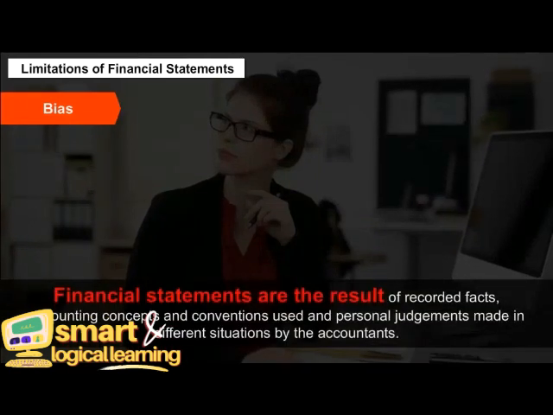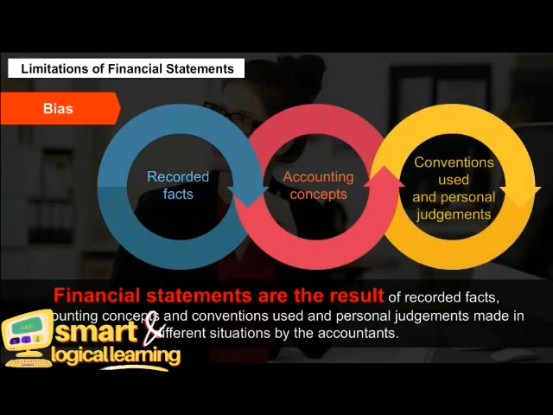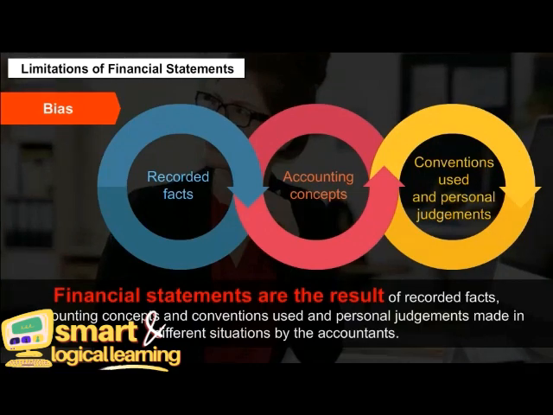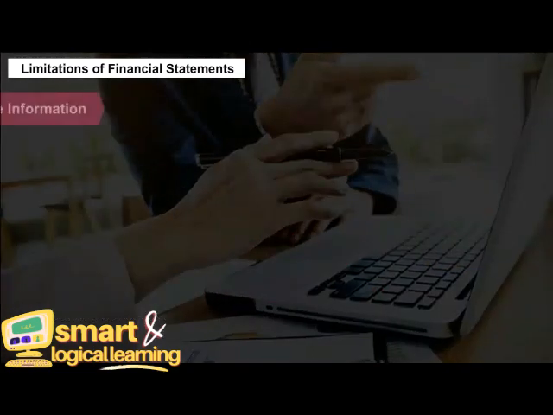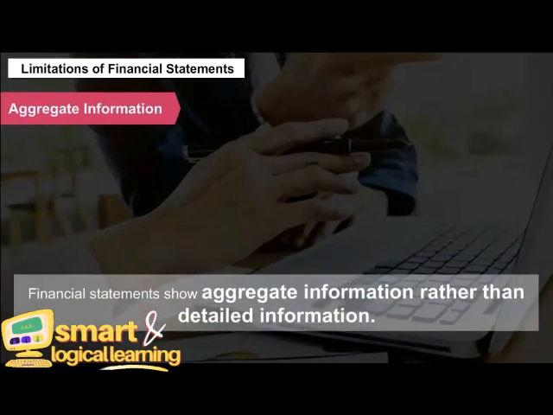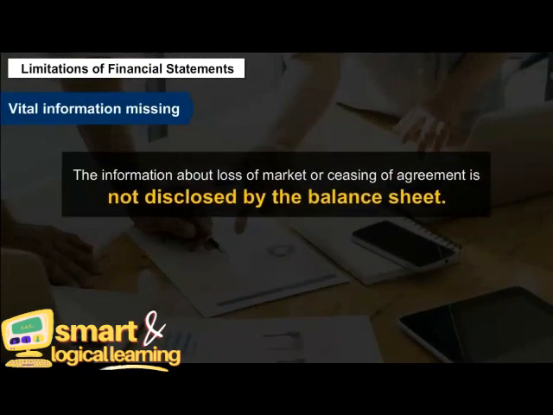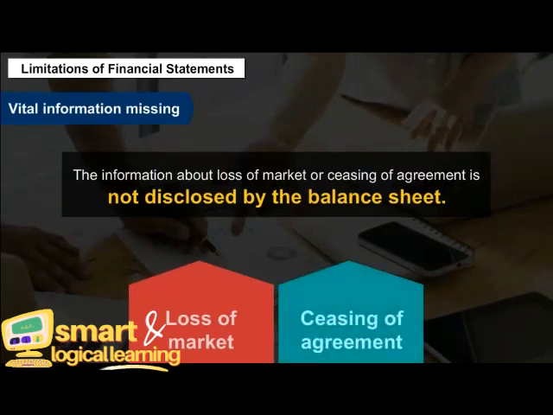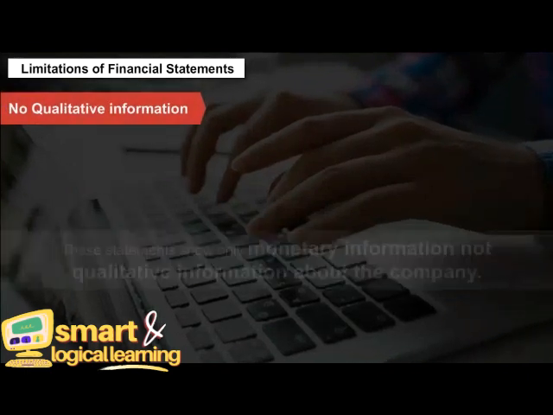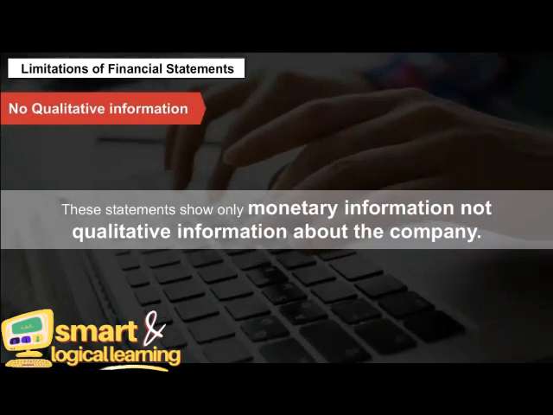Bias. Financial statements are the result of recorded facts, accounting concepts and conventions used, and personal judgments made in different situations by the accountants. Hence, accountants can be biased at times. Aggregate information. Financial statements show aggregate information rather than detailed information. Vital information missing. The information about loss of market or ceasing of agreement is not disclosed by the balance sheet. No qualitative information. These statements show only monetary information, not qualitative information about the company.